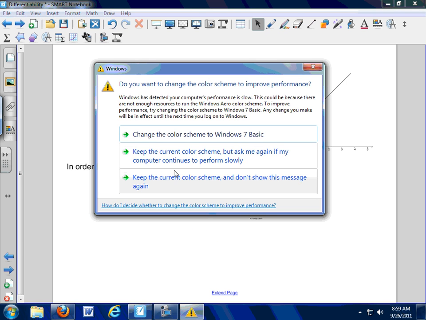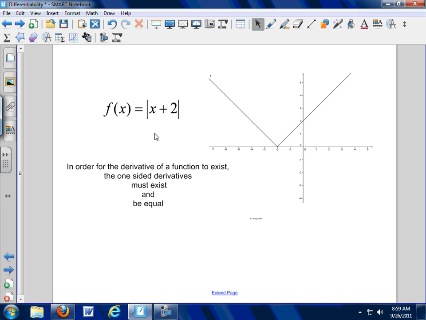Here's one. Hey, there it is, my friend, the change color scheme button. Don't know why that comes up. Should find out. Never think about it till right now.